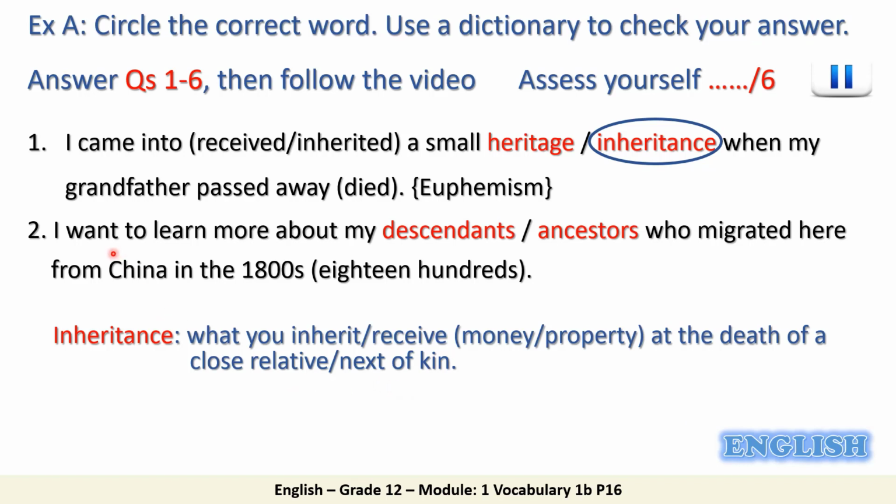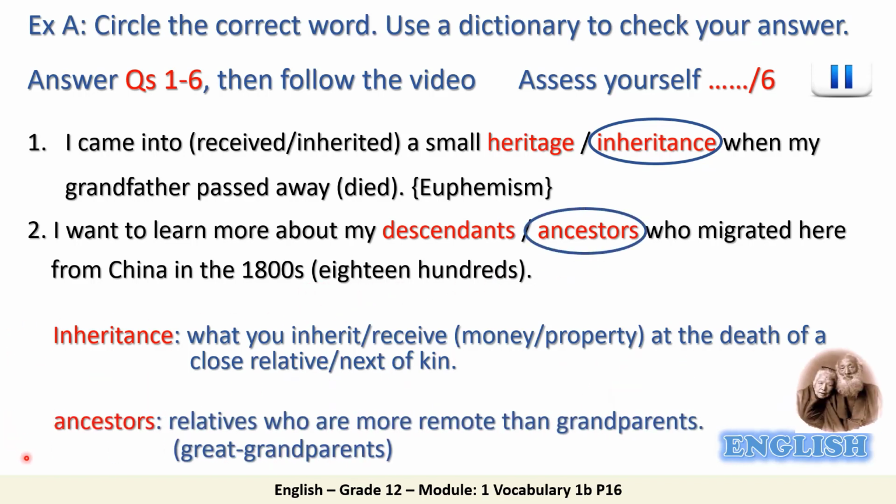Okay, how about number 2? I want to learn more about my descendants or ancestors who migrated here from China in the 1800s. This is pronounced 1800s, okay? How about your answer? Excellent. Ancestors, because the ancestors are the relatives who are more remote than grandparents. They are great-grandparents. Okay?